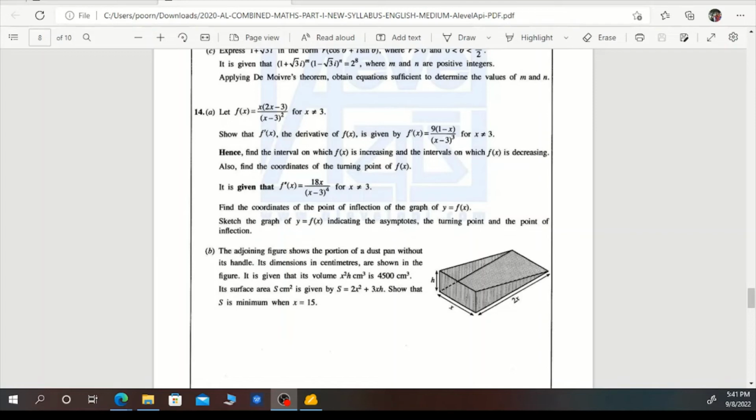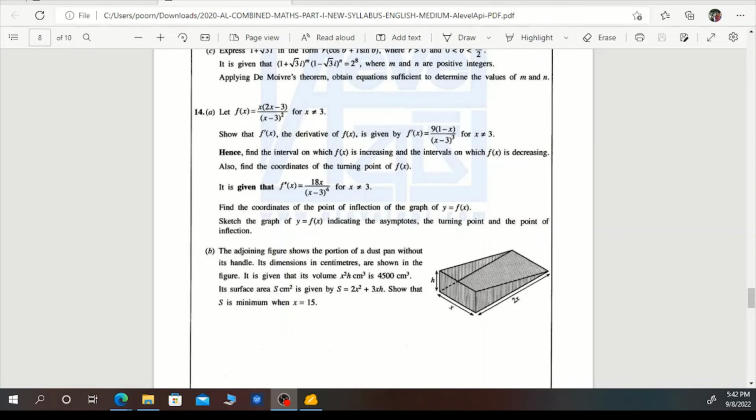For today's video I used the 2020 A-level maths problem to sketch the graph of its f(x) function. As you can see, they gave f(x) as x into 2x minus 3 divided by (x minus 3) squared, and also you have to show that f'(x) is 9 into (1 minus x) divided by (x minus 3) to the power 3. I am not going to do the differentiation part, but I am using these f(x) and f'(x) values.